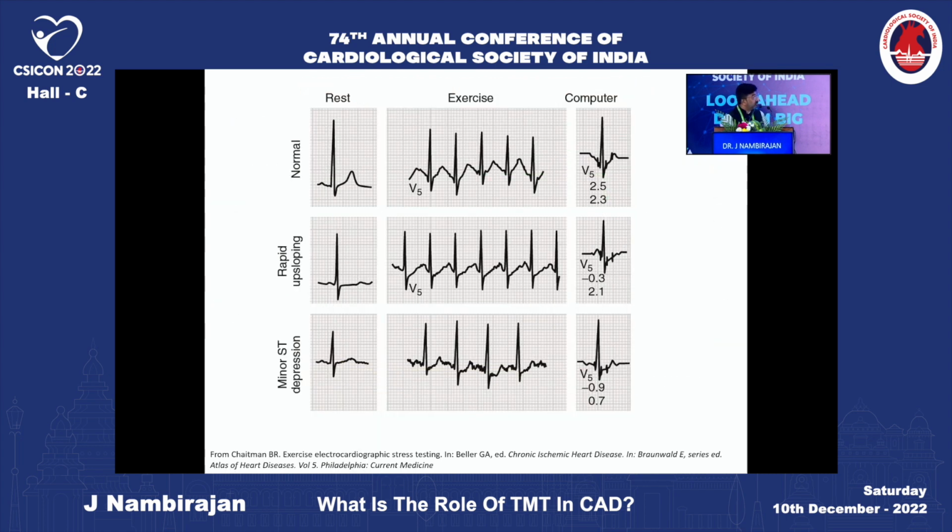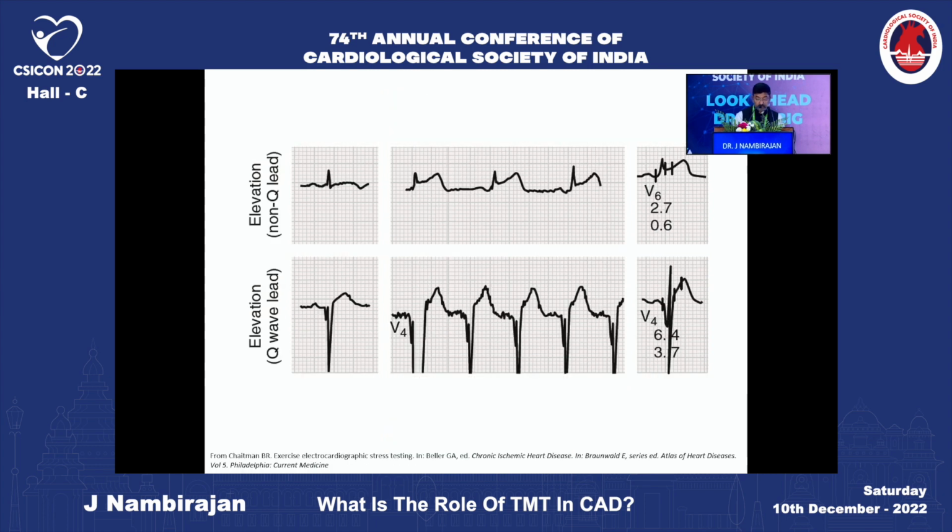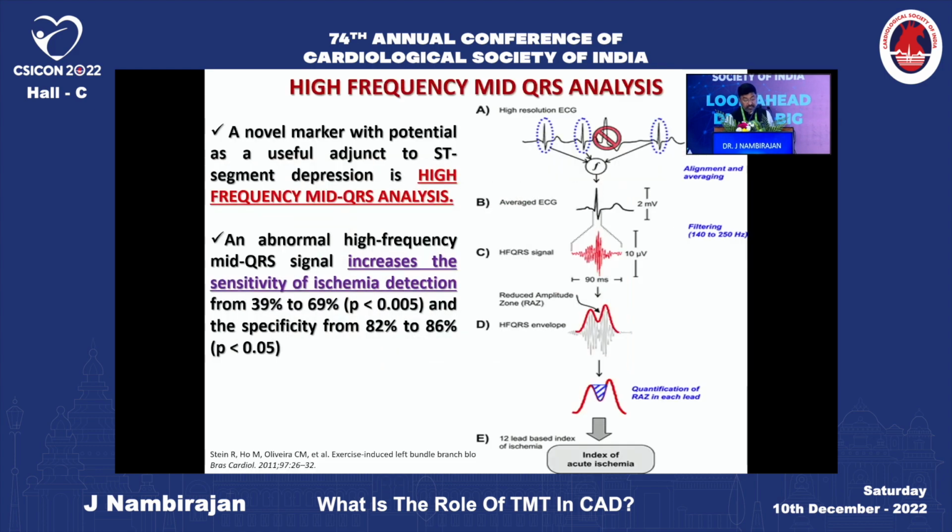These are some of the normal changes you can see in the treadmill test: rapid upsloping, minor ST depression, and slow upsloping, horizontal and downsloping. Elevation in a non-Q lead and an elevation in a Q wave lead.